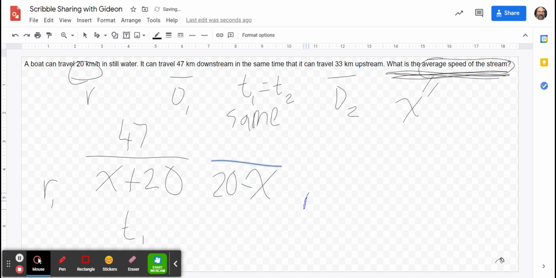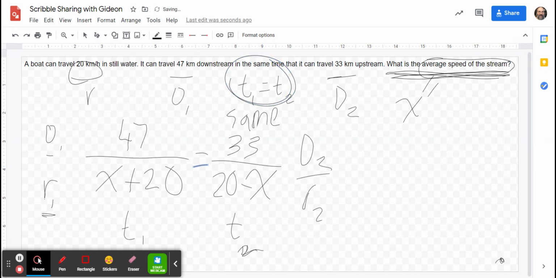So the rate of speed going upstream is 20 minus x. The distance going upstream is 33 kilometers. So now we have the upstream time: the distance divided by the rate is time. That distance d1 divided by rate 1 is the downstream time, and T1 is equal to T2. So all we have to do is set these equal to each other.